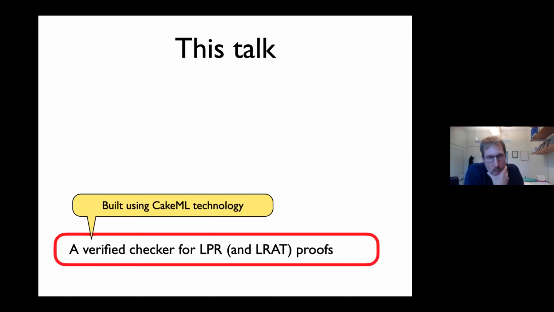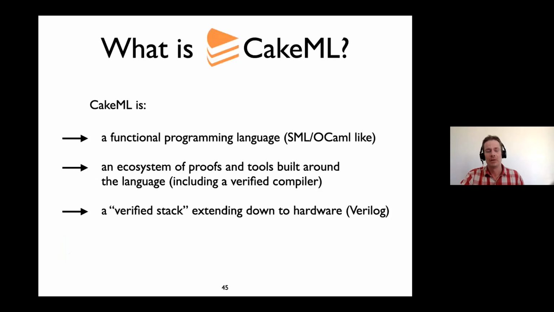So the previous Milawa prover was, I would consider, a precursor to the CakeML project. The CakeML project, I will talk about in a bit, but this next verified checker is built using CakeML technology. So what is this CakeML that I'm talking about? Well, CakeML is a functional programming language similar to Standard ML and OCaml. When we talk about CakeML, it's also an ecosystem of proofs and tools built around this language, and a verified stack, all the way down to hardware, in this case Verilog. So that's what we mean by the CakeML project.